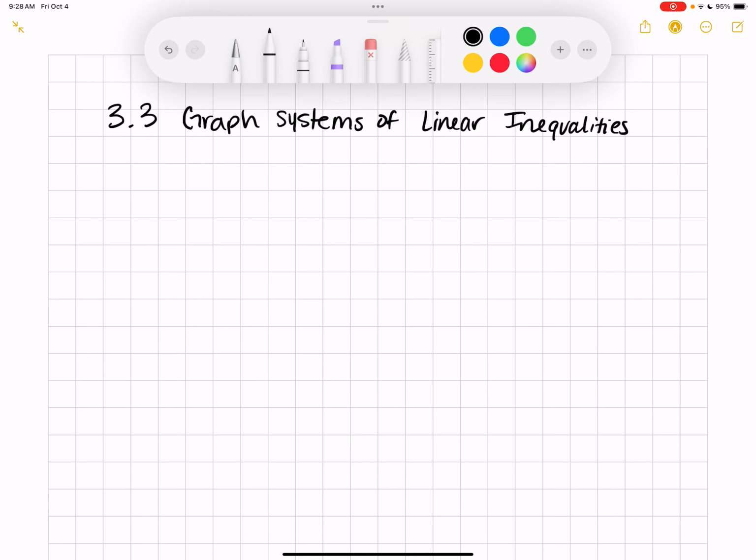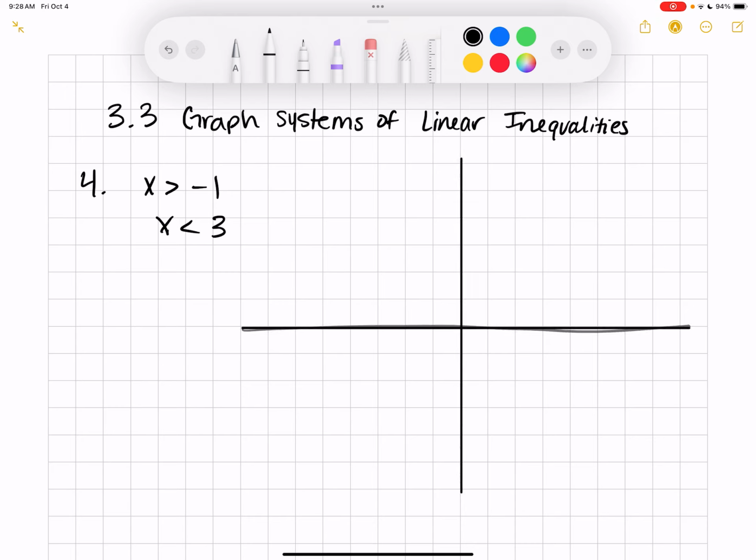Okay. Systems of two inequalities. Graph the system of inequalities. So for x is greater than -1, x is less than 3. Alright, so we still need to pay attention to solid or dotted. With a system, one may be solid and one may be dotted within the same thing, so just be aware of that. Do you have a question? I was just going to say they're both going to be dotted.